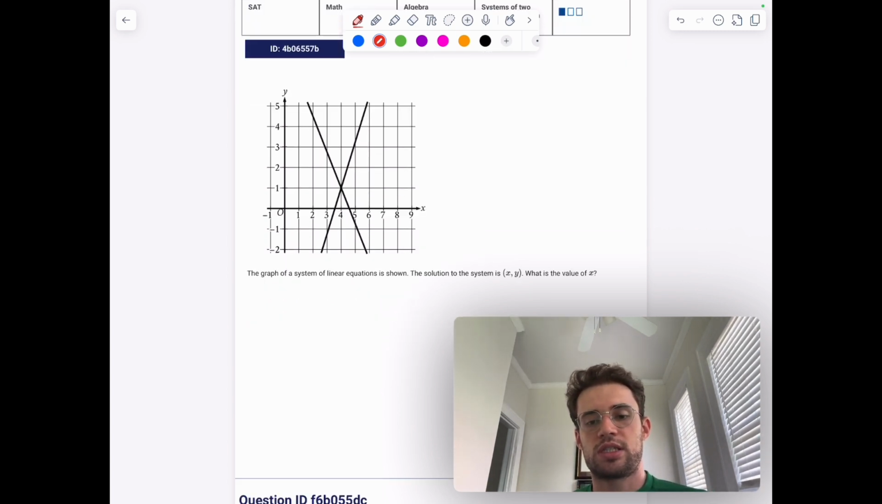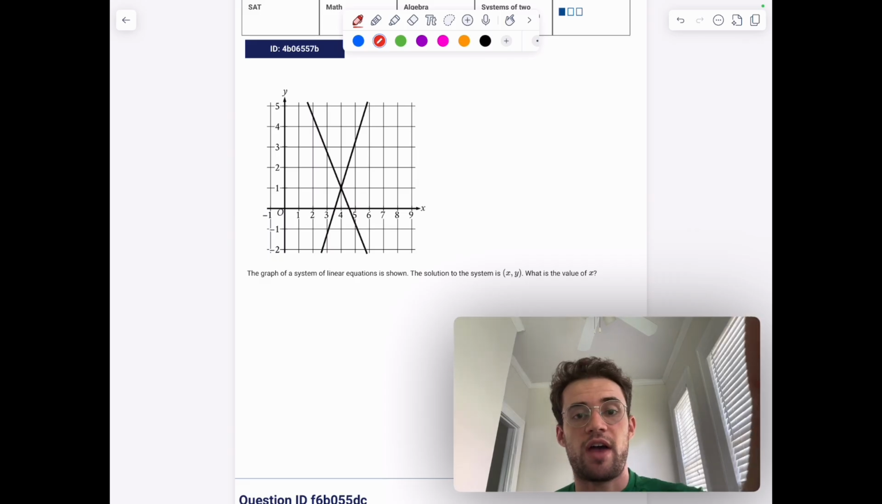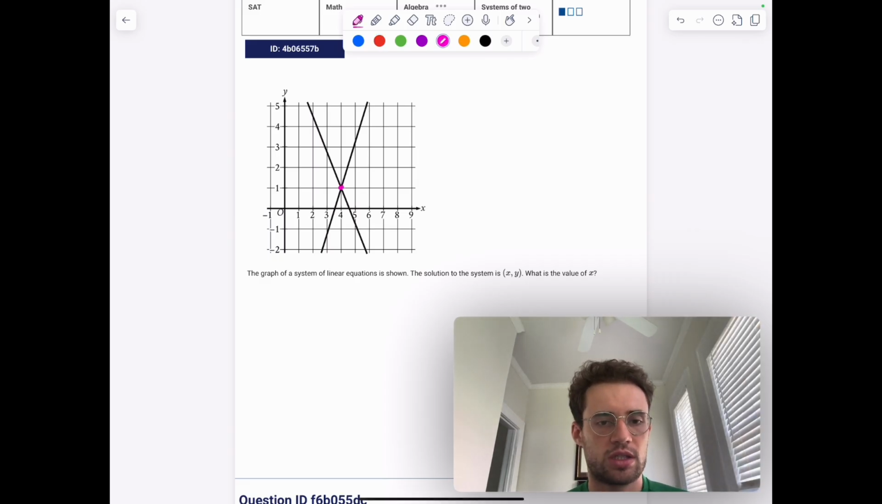The graph of a system of linear equations is shown. The solution to the system is x comma y. What is the value of x? All right, well, the solution is where they cross at this point right here, which is 4 comma 1, right? It's 4 over 1 up. They want the x value, so just the 4.